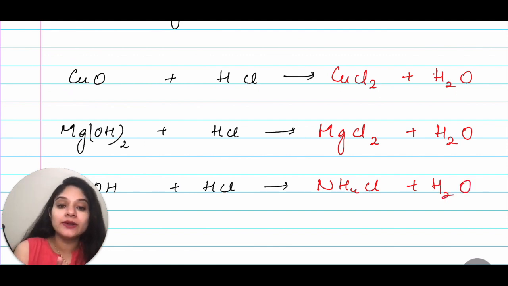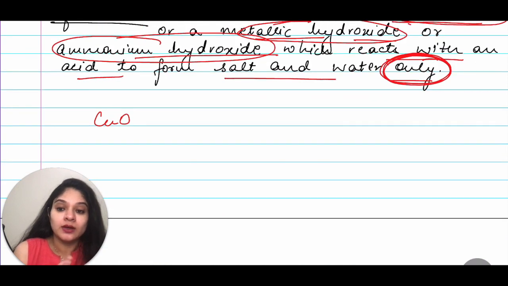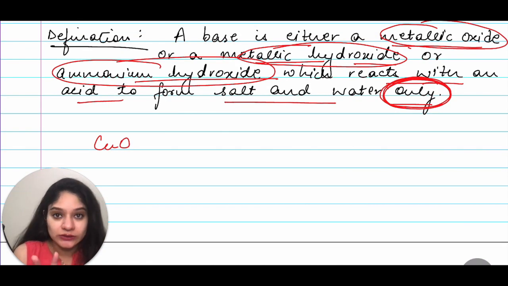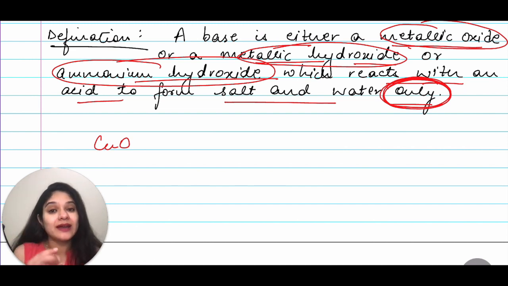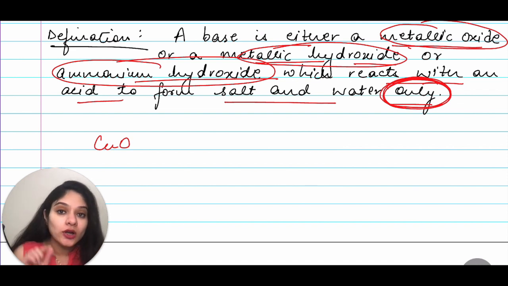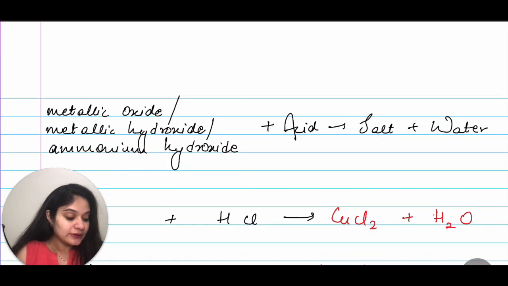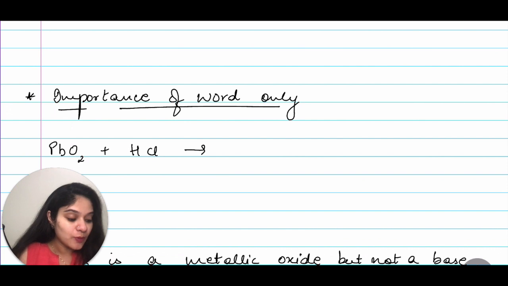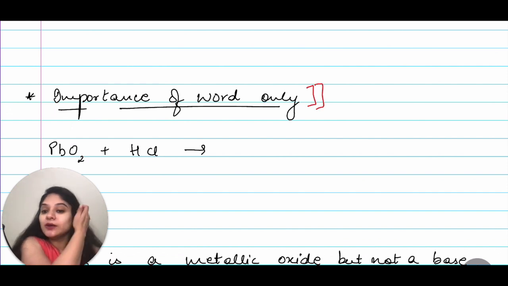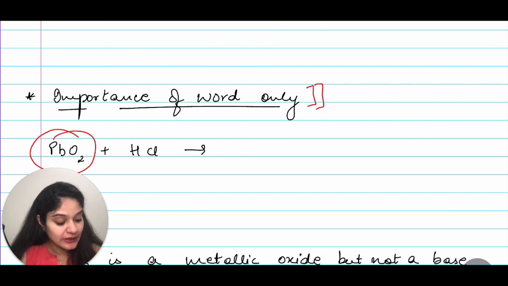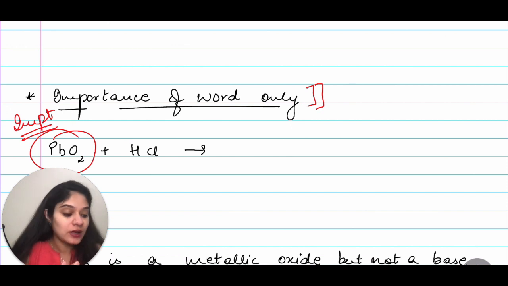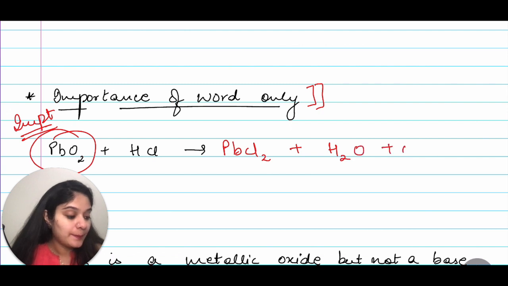Now, what is the importance of the word only? We do have a metallic oxide which, when it reacts with an acid, gives you salt, water, and also chlorine gas. So that particular metallic oxide will not be considered a base. Let's look at that example. PbO2, that is lead oxide, a very important exception. Lead oxide, when it reacts with HCl, will give you PbCl2 plus water plus chlorine gas.